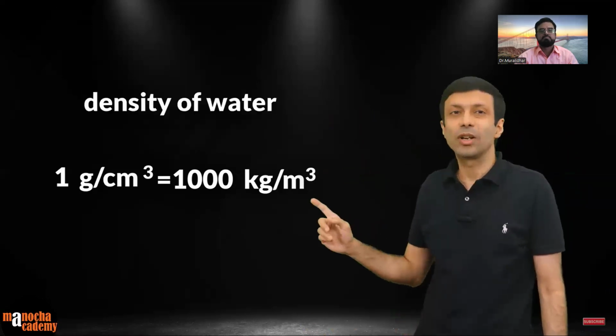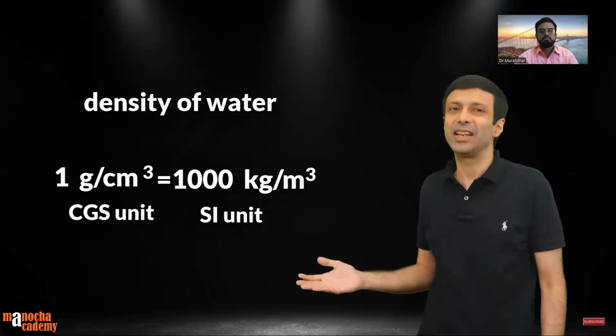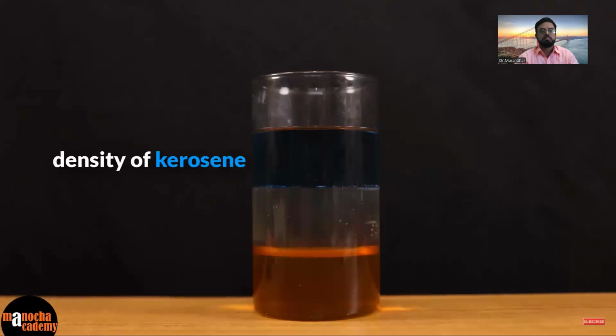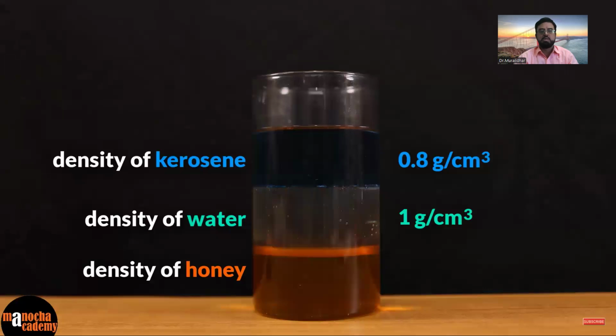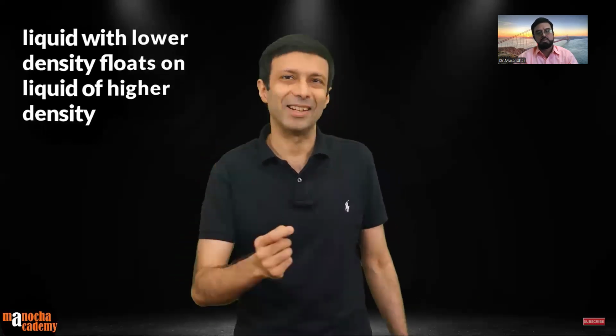The density of water is 1 gram per centimeter cube in CGS units, and in SI units, it is 1000 kg per meter cube. The density of kerosene is about 0.8 gram per centimeter cube, less than 1. Density of kerosene is less than the density of water, which is 1 gram per centimeter cube. This is why kerosene floats on water. And the density of honey is about 1.4 gram per centimeter cube, more than water. This is why water floats on honey. So the liquid with lower density will float on the liquid of higher density.